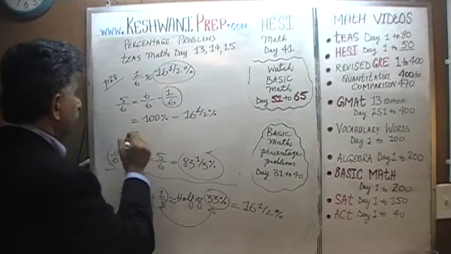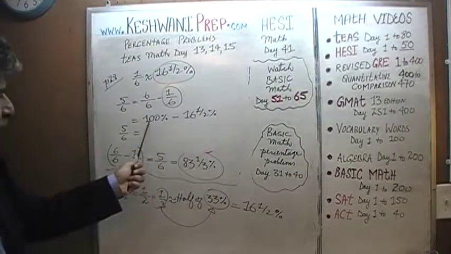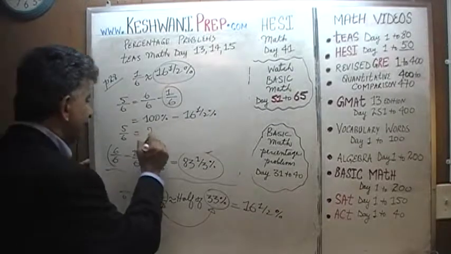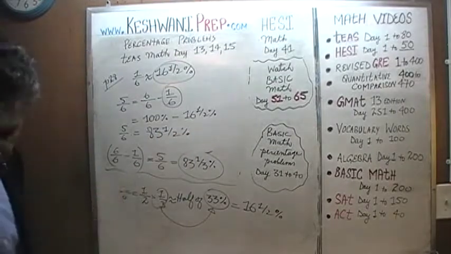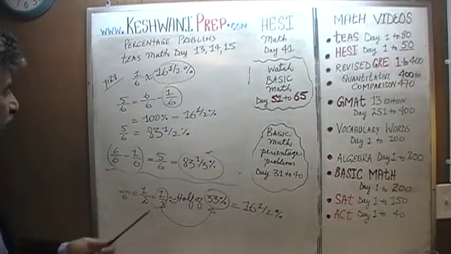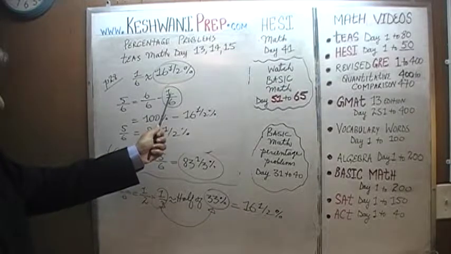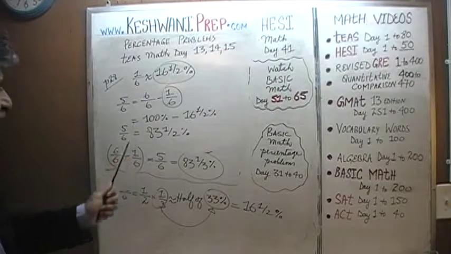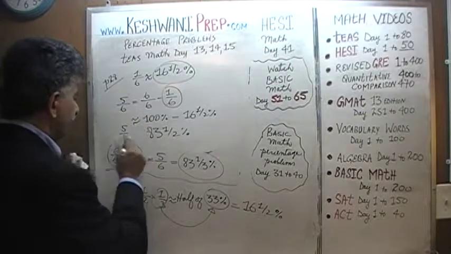And therefore, 5/6 would have to equal 100 minus 16.5%. 100 minus 16 would have been exactly 84%, so it's going to be 83.5%. But remember, we cannot leave an equal sign here. As soon as we make a claim that 1/6 is equal to 16.5%, we have to change this equal sign into approximately equal.